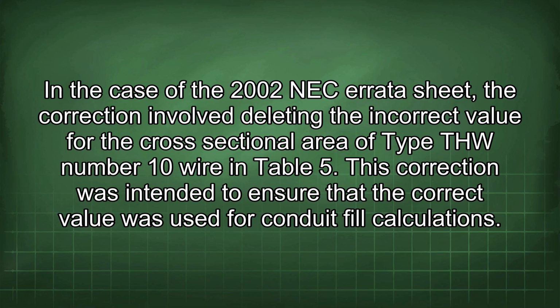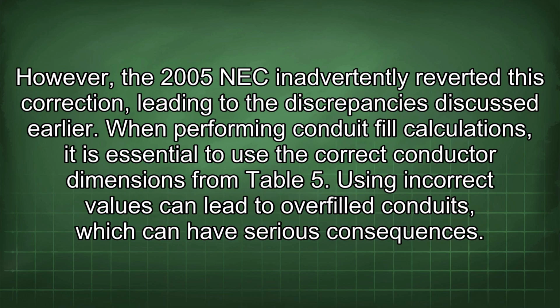In the case of the 2002 NEC errata sheet, the correction involved deleting the incorrect value for the cross-sectional area of type THW number 10 wire in Table 5. This correction was intended to ensure that the correct value was used for conduit fill calculations. However, the 2005 NEC inadvertently reverted this correction, leading to the discrepancies discussed earlier.